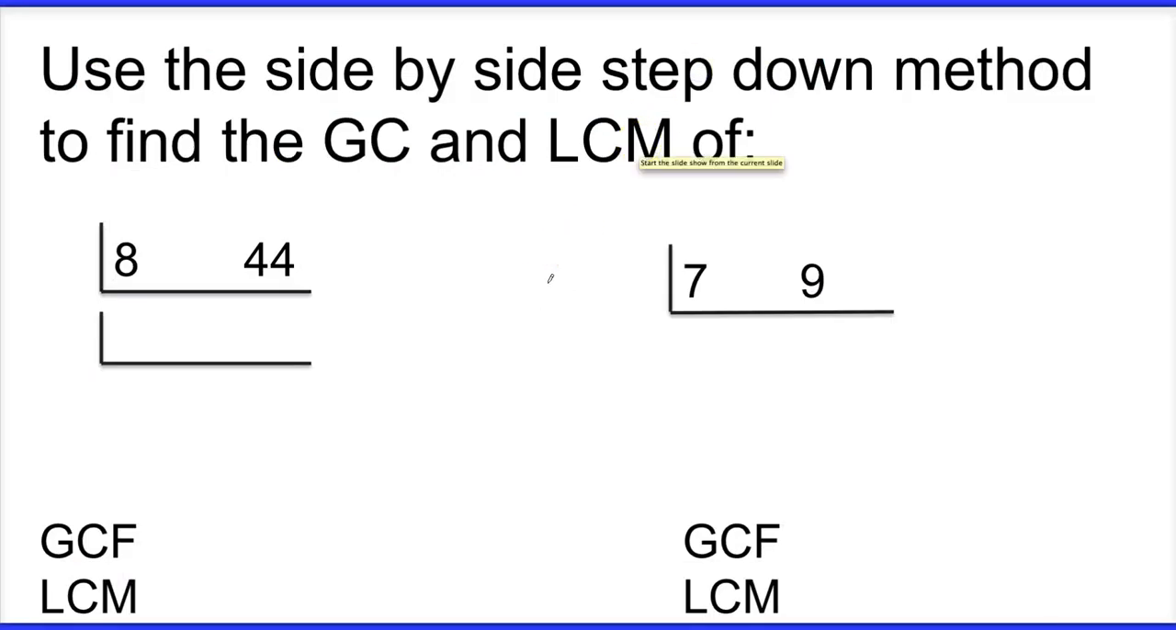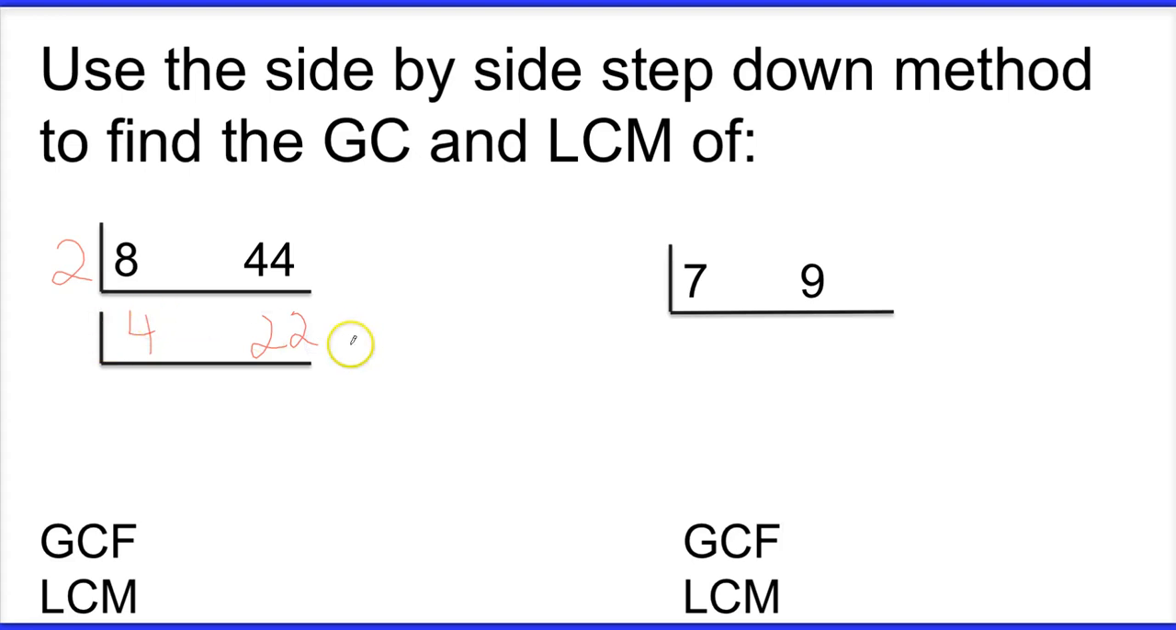So we're going to continue, now that I've got my pen, in finding the GCF and the LCM. And I'm taking a look at 8 and 44. The smallest prime number to go into 8 and 44 is going to be 2. 2 goes into 8 4 times. 2 goes into 44 22 times.